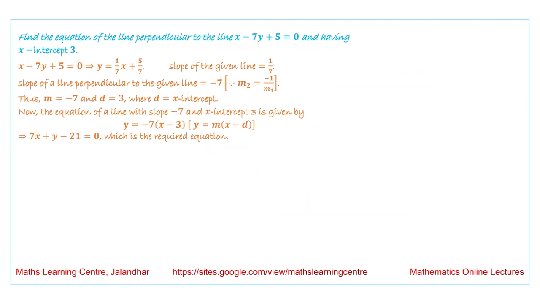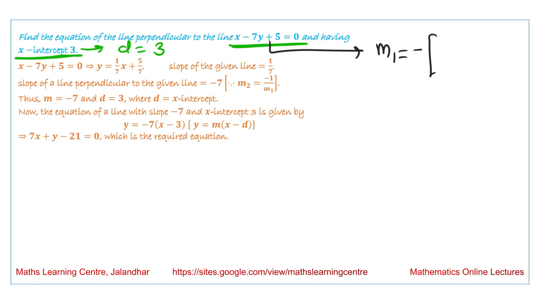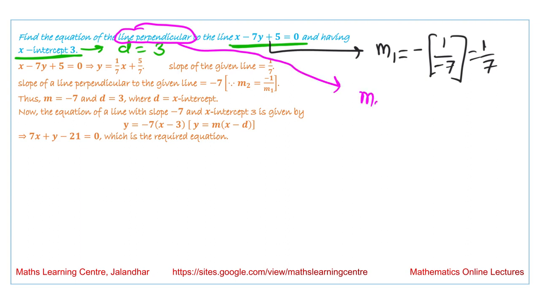Next is find the equation of the line perpendicular to this line and having x-intercept 3. X-intercept 3 means the value of d is given to be 3. Now we have to calculate the slope. So slope of this line, we are writing m1, that is equal to minus of 1 by minus 7. So this is equal to 1 by 7. Now the slope of the line perpendicular to this line is m2 is equal to minus 1 by m1. So that is equal to minus 7.